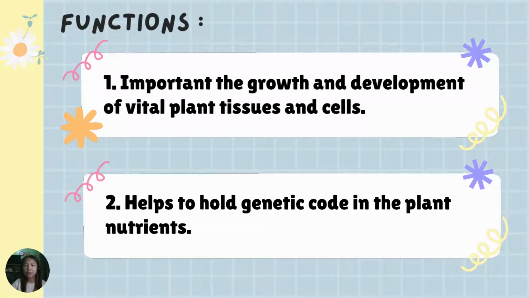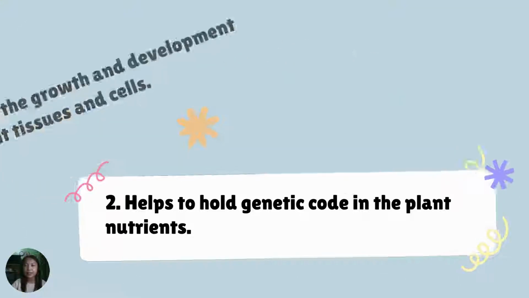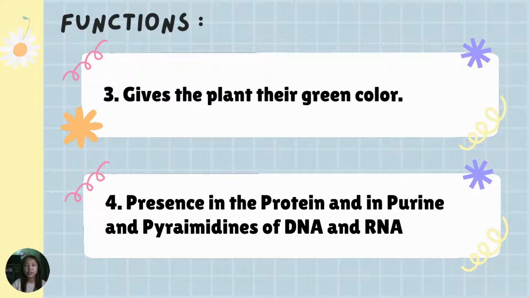The function of nitrogen is that it is important for the growth and development of vital plant tissues and cells. It also helps to hold the genetic code in the plant. Another function is that it gives plants their green color. Aside from its presence in protein and the purines and pyrimidines of DNA and RNA, the nitrogen element is responsible for giving green color to plants and also for the replication of DNA and RNA.